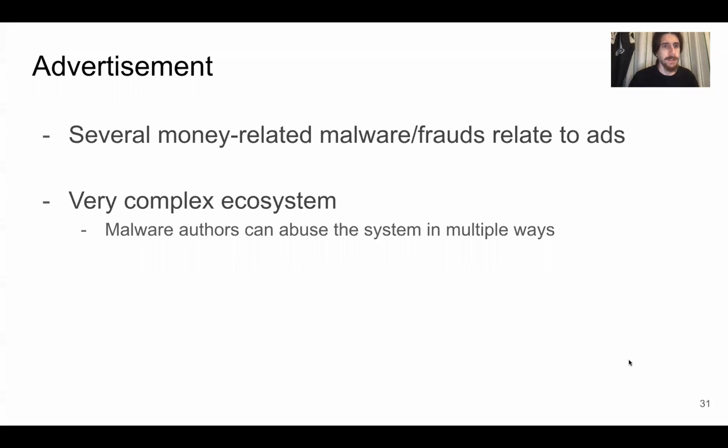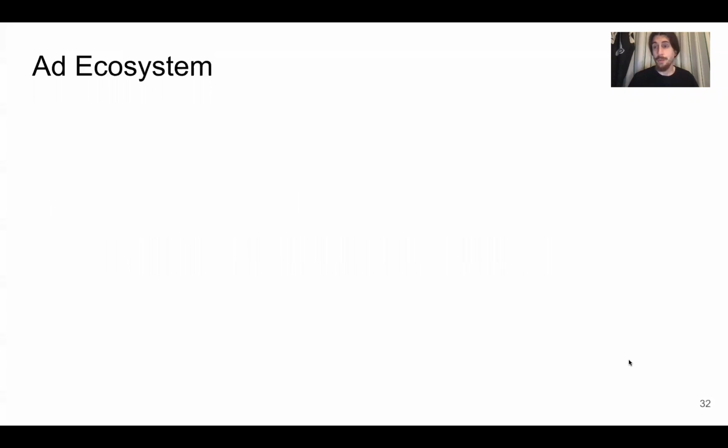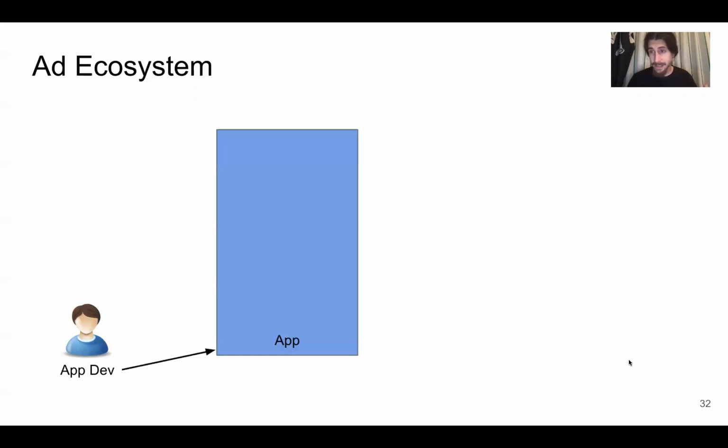Let's get to it. Several money-related malware and frauds are actually related to advertisement, and it's a very, very complex ecosystem. And these malware authors can use each part of this complex ecosystem to abuse it, and they do so in multiple ways. Before we dig deeper into these frauds, I'm going to explain how the system works. We have the app developer that writes their own application, and maybe at the beginning they don't want the application to be a paid app, but want it to be free. On the other side, of course, they need to monetize their effort.